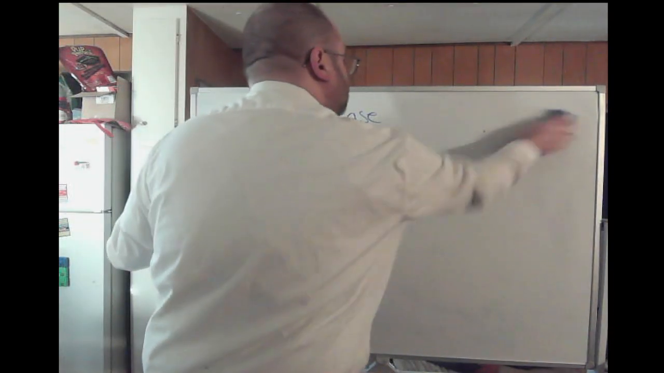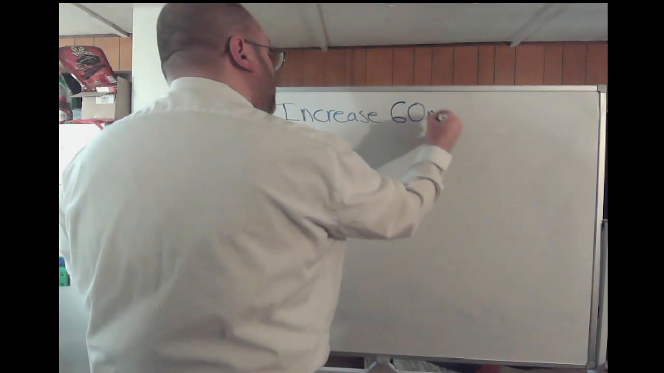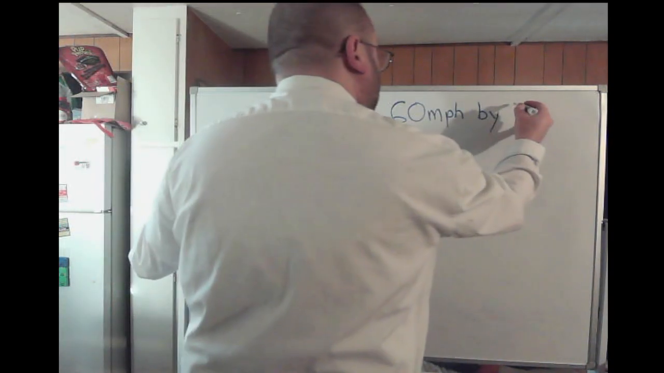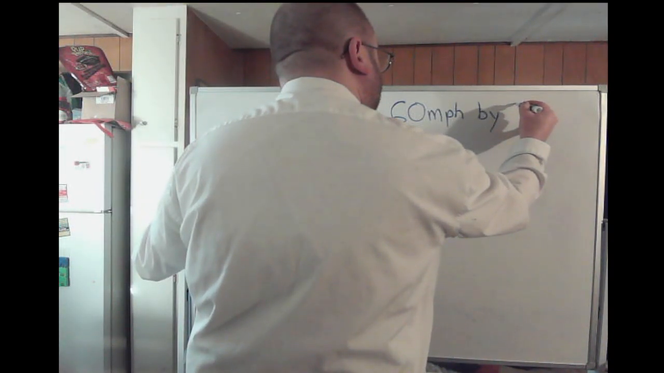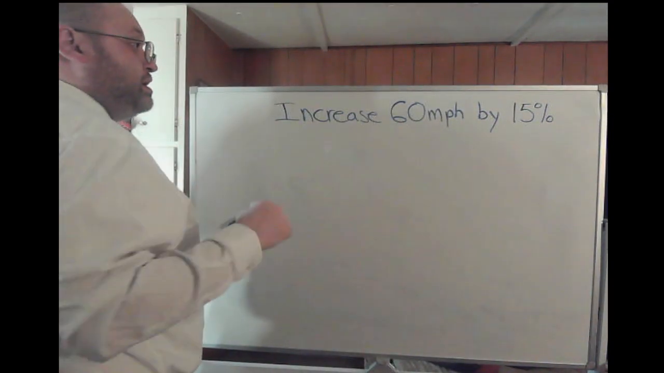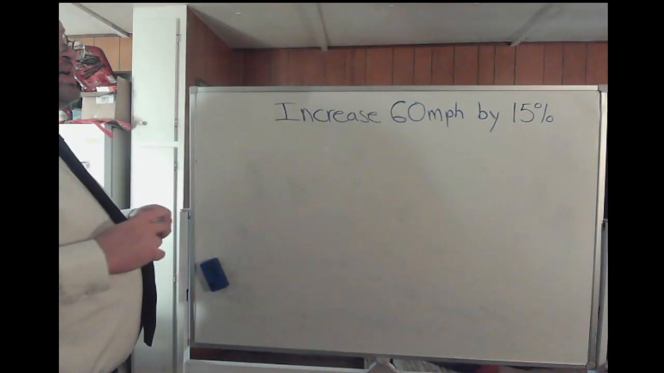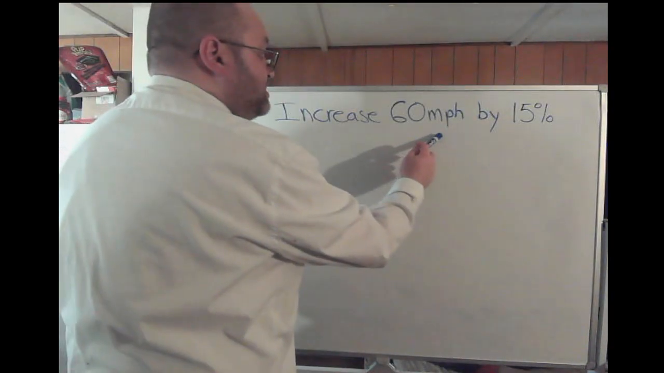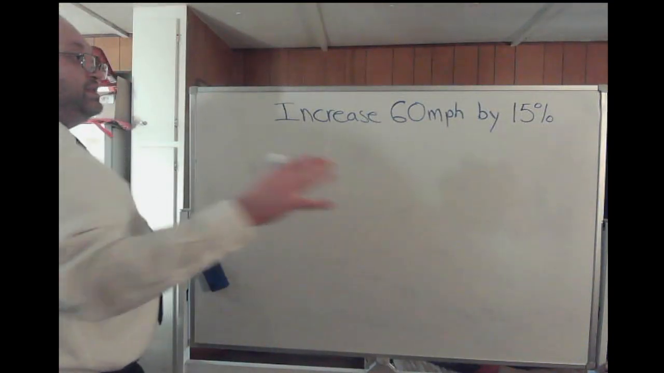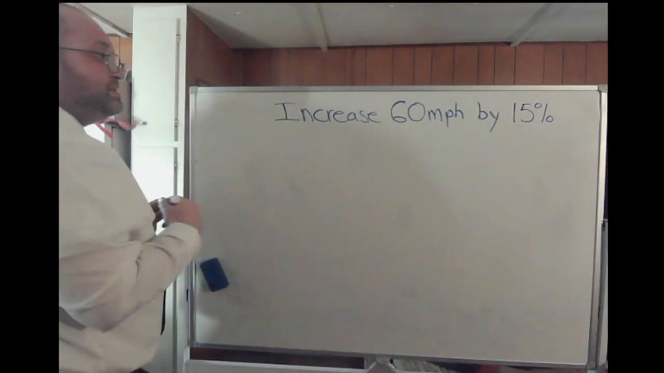Increase 60 miles per hour by 15%. Alright, so they're looking to increase the 60 mile per hour speed limit in whatever state this is on a major highway going 60 miles per hour. The legislators are considering increasing that 60 mile per hour speed limit by 15%.